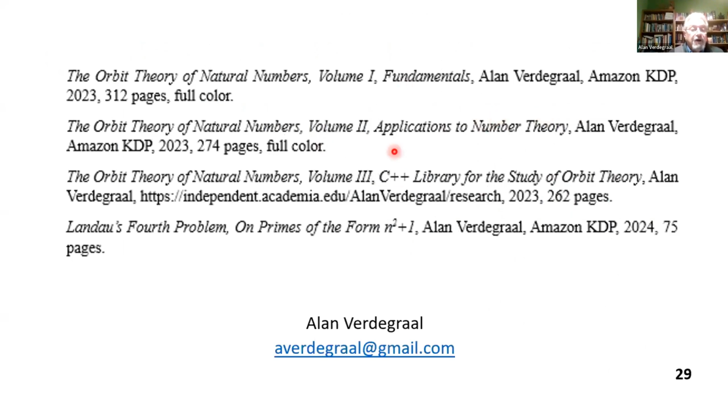Now, my research over that 2 years is published in, it's called The Orbit Theory of Natural Numbers, and it's a 3-volume work. The first volume being fundamentals, the second volume being applications to number theory, and the third one being the collection of all the C++ programs I created, over 100 for the study of orbit theory. The first 2 volumes are in a large format and full color, and total close to 600 pages of research results.